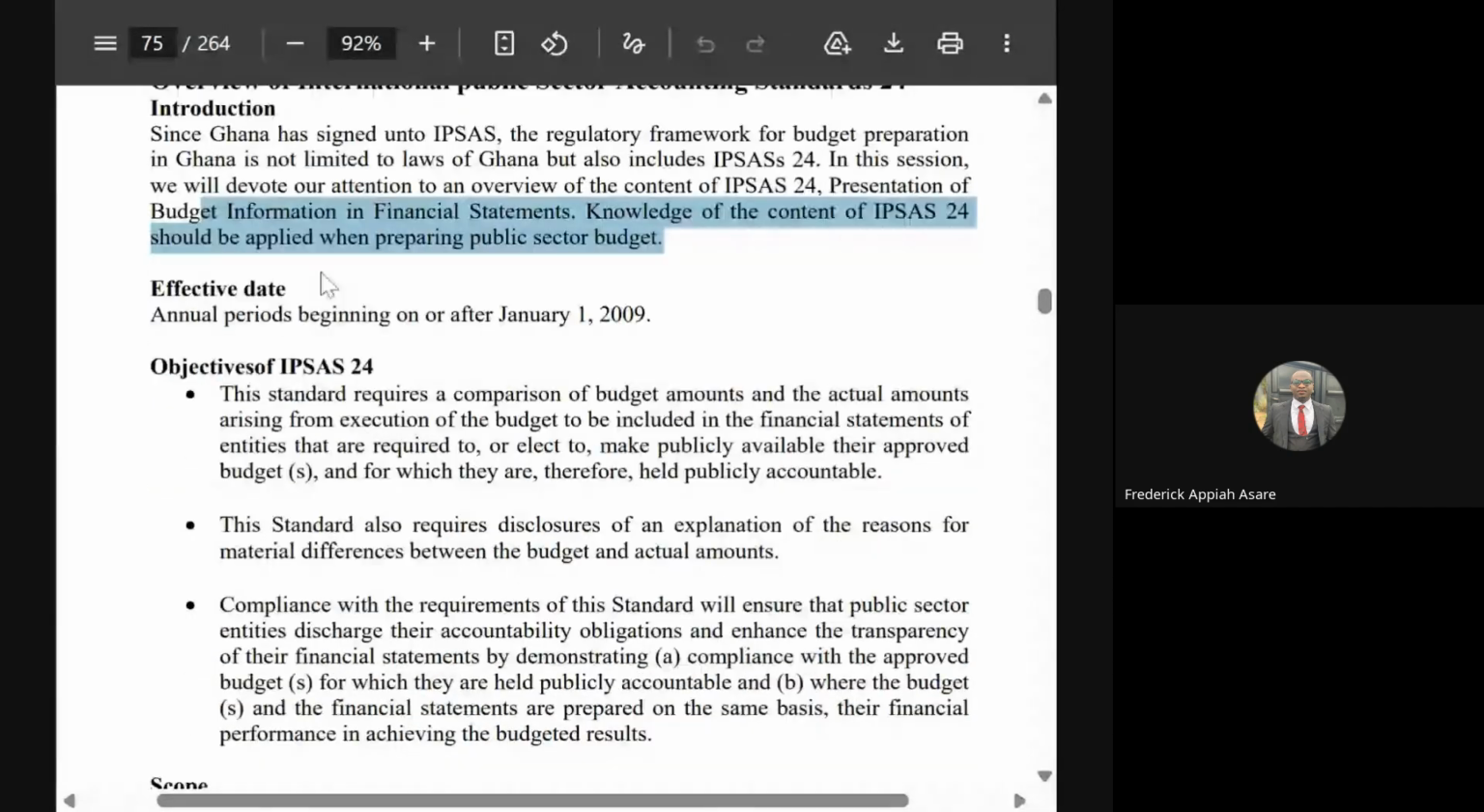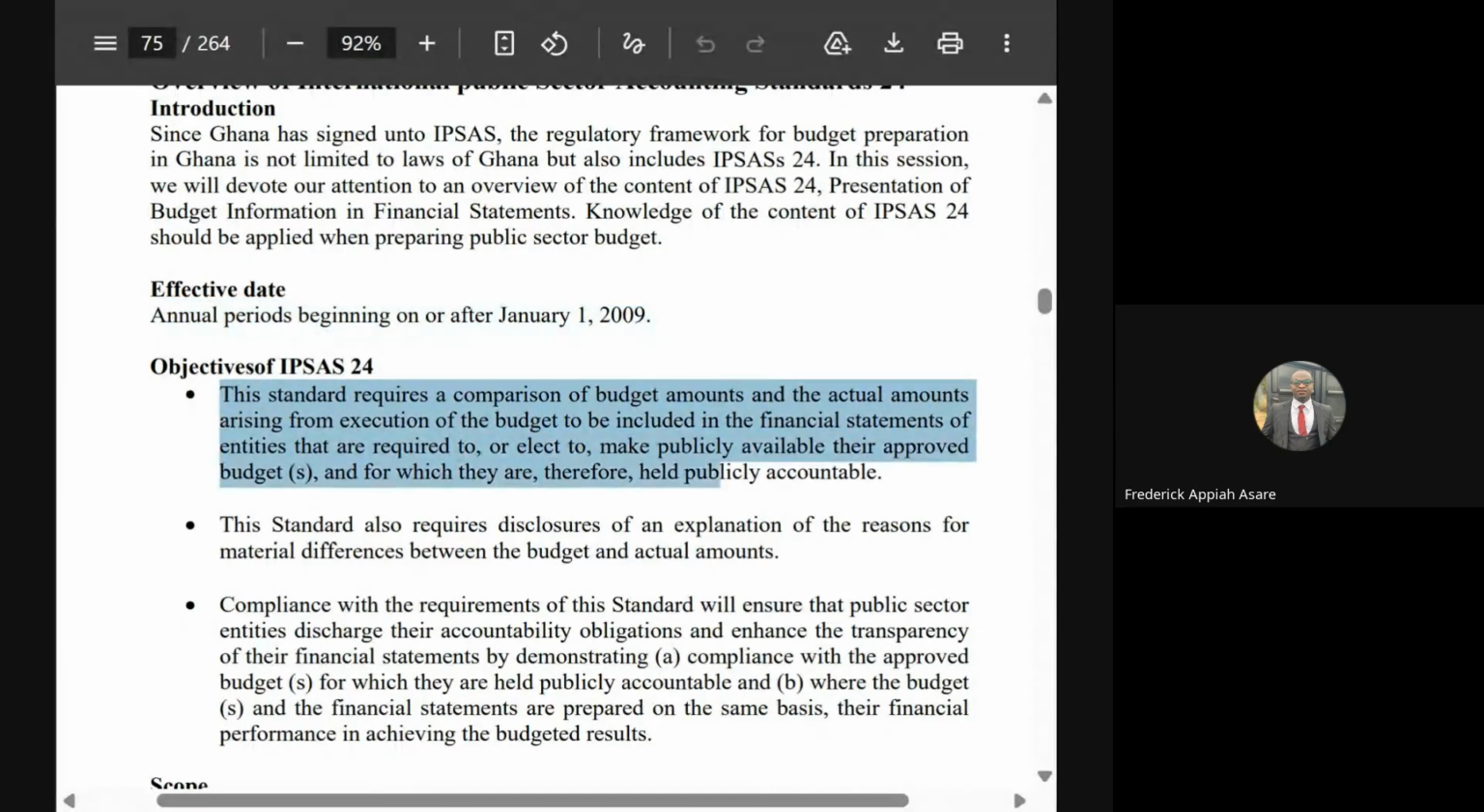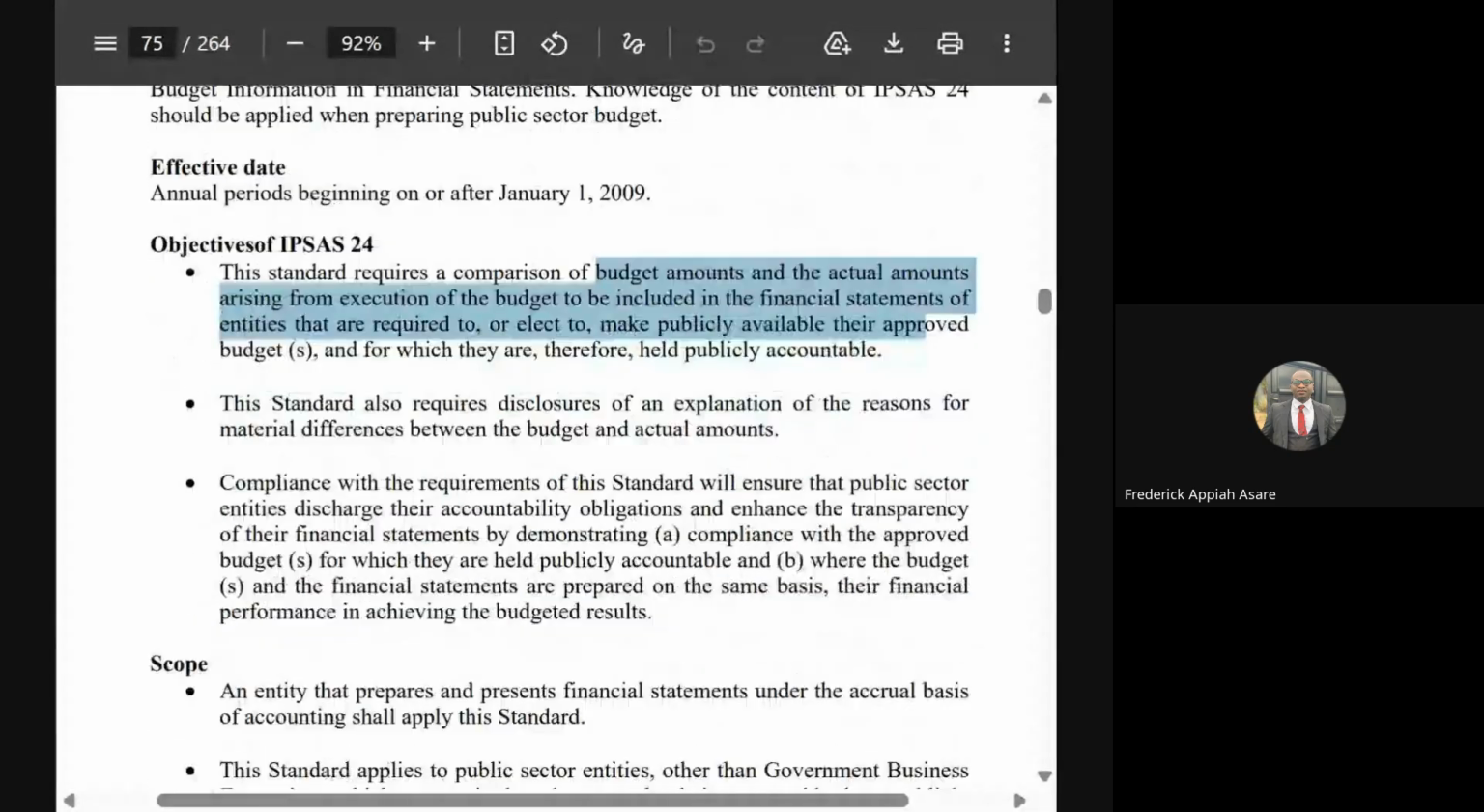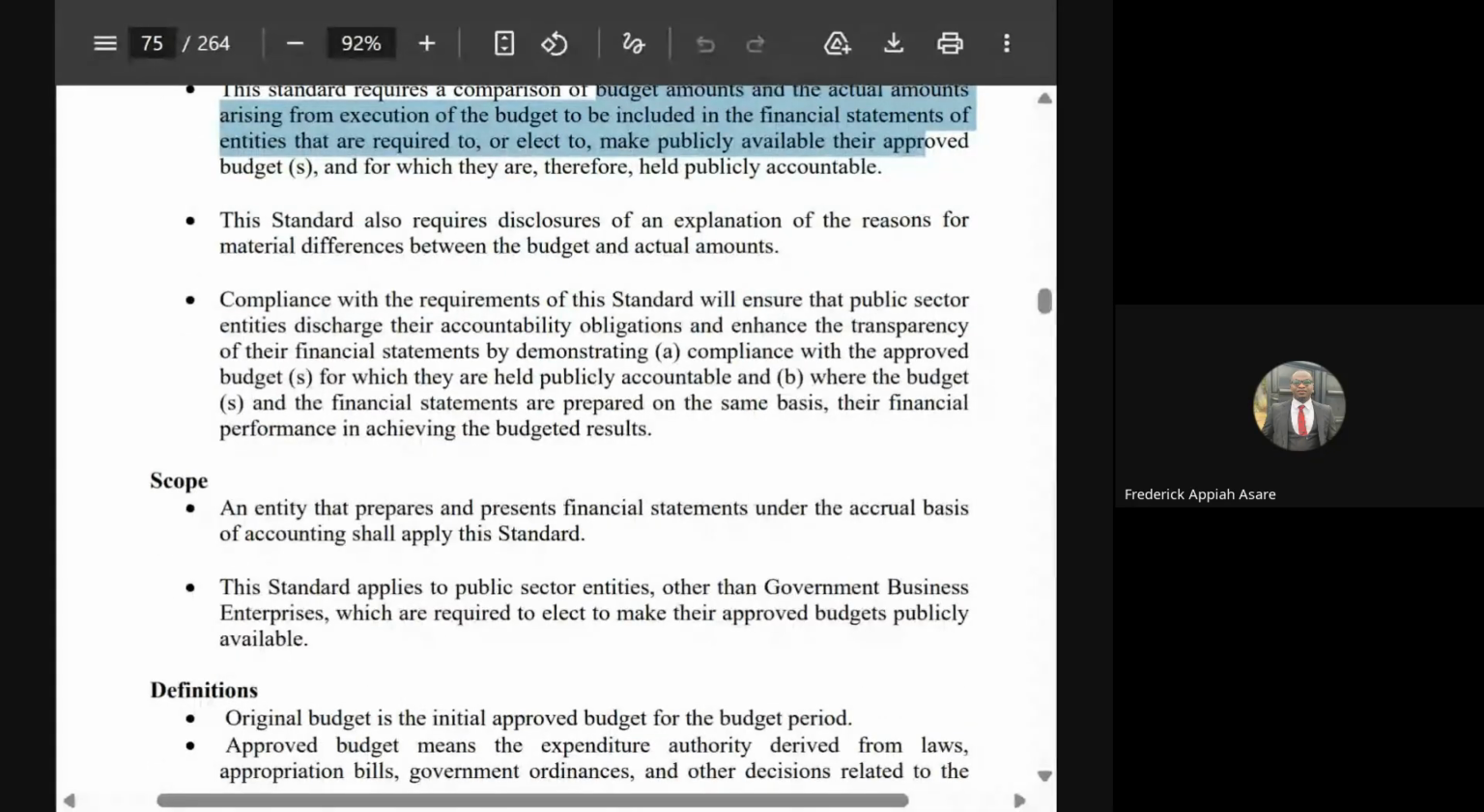And its effective period was 2009. This is the objective of the IPSAS 24. That is comparison of budget amount and the actual amount arising from the execution of the budget. Then the scope is an entity that prepares and presents financial statements under the accrual basis of accounting shall apply this standard. So this is IPSAS 24.